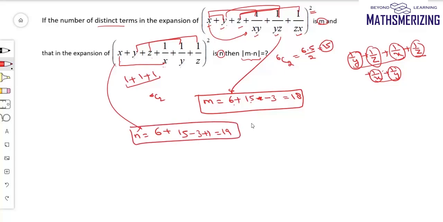Now I need to find the value of m minus n. So 18 minus 19 will be simply minus 1, and the absolute value of m minus n will be 1.